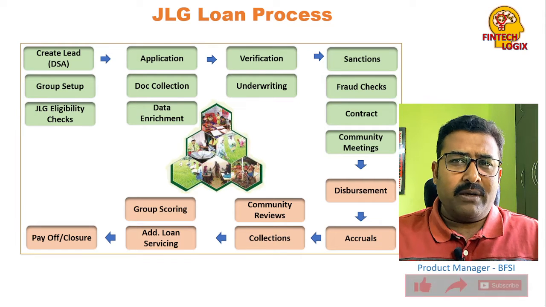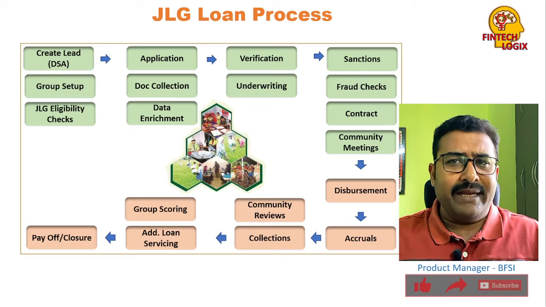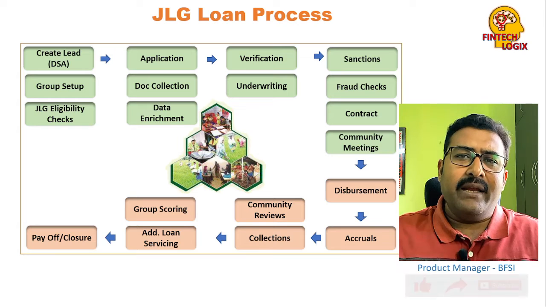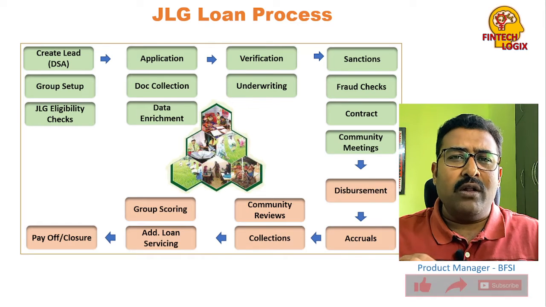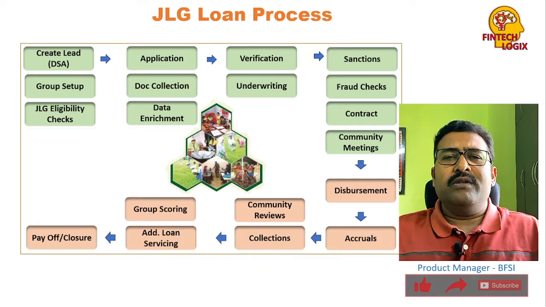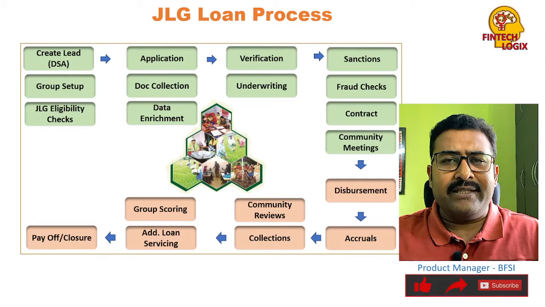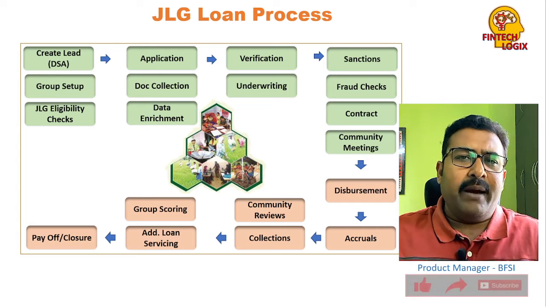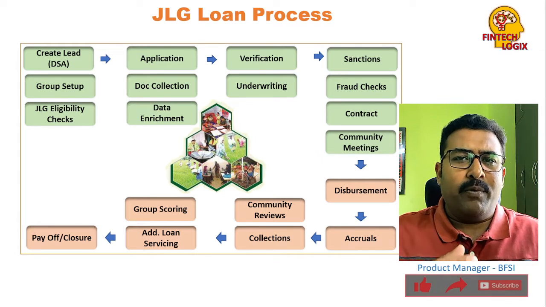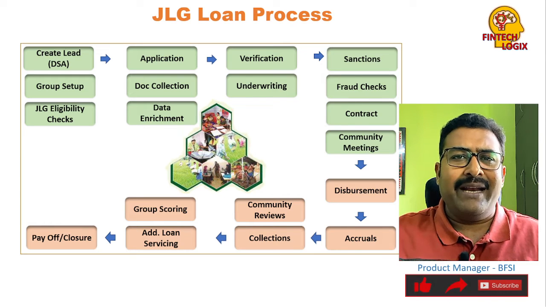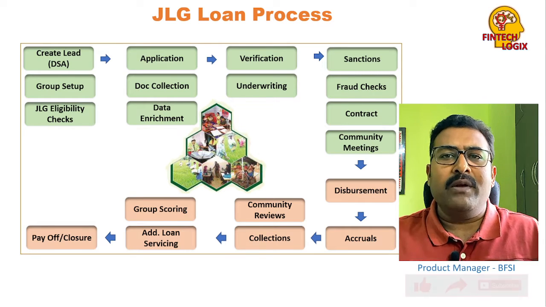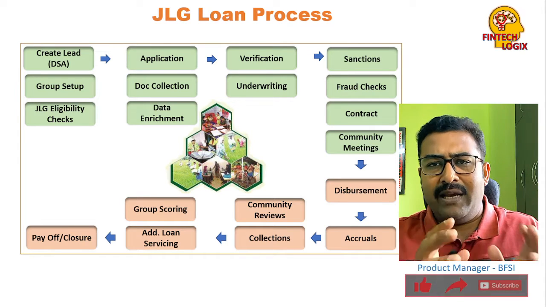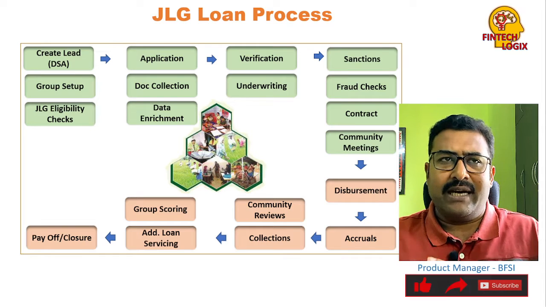Now, as we talked about before, this works through a DSA or direct sales agent, who is somebody that knows all the members in the group. So normally DSAs would be already in contact with the lenders. They come to lenders with a proposal that, okay, probably there are around 7-8 people in my community who need different types of loans. So that is the first process of lead generation, where the process actually starts.